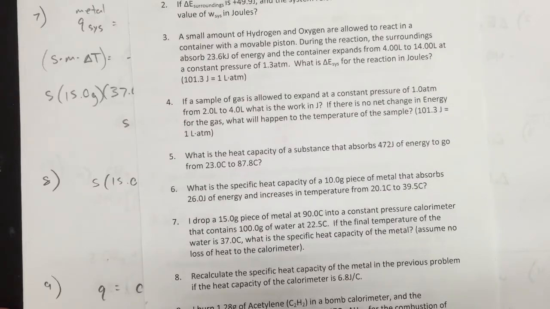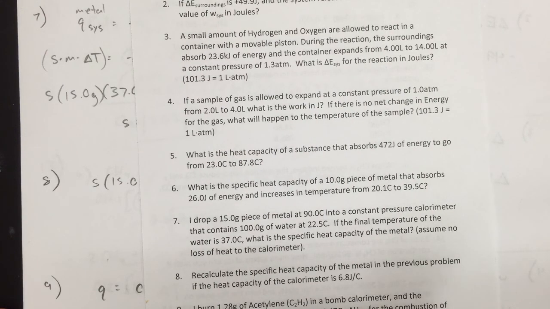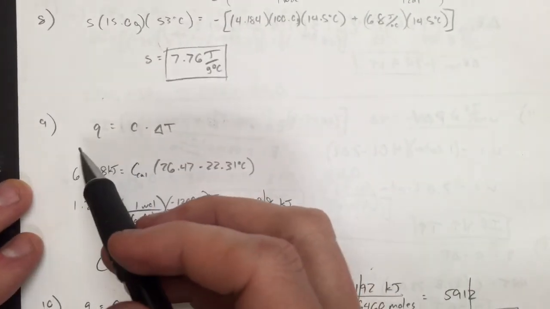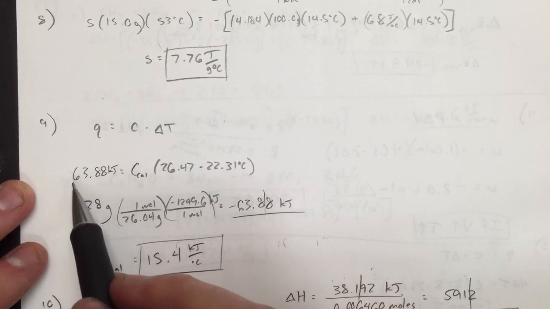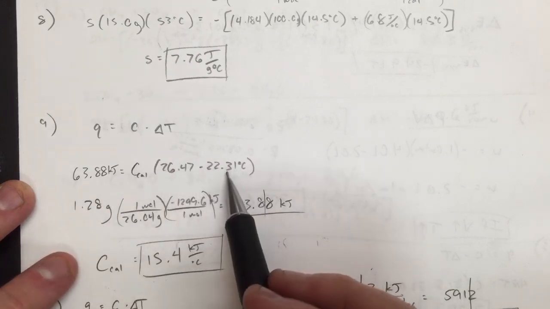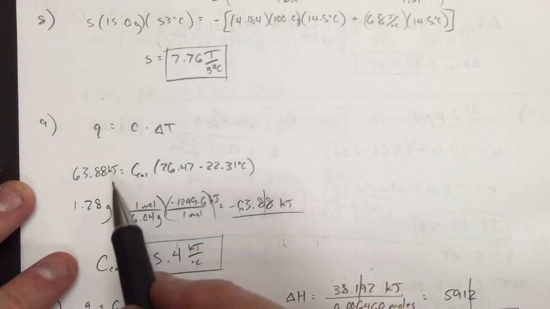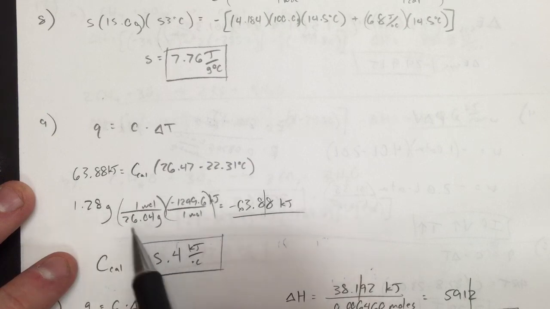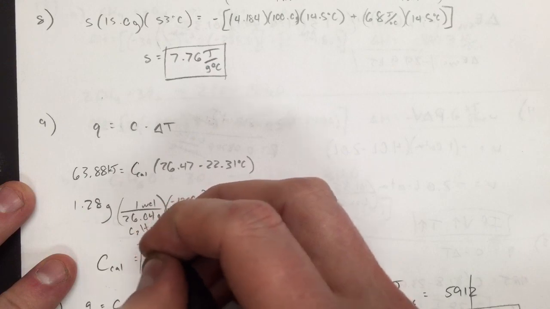All right, number 9, I burn 1.28 grams of acetylene in a bomb calorimeter. The temperature rises from this to that. The delta H for the combustion of acetylene is negative 1299.6 kilojoules per mole. What's the heat capacity of the bomb calorimeter? In order to get heat capacity for the bomb calorimeter, we're going to use this equation, Q equals C times delta T, and we have the temperature change because we have the two temperatures, and we can find the Q. It doesn't give it to us directly, but it does give us the mass and the delta H. So we change the grams to moles for acetylene. That's just the grams per mole for C2H2, which is acetylene.